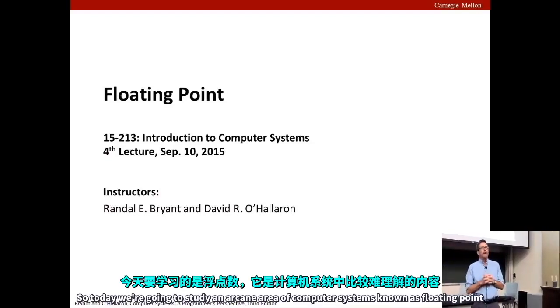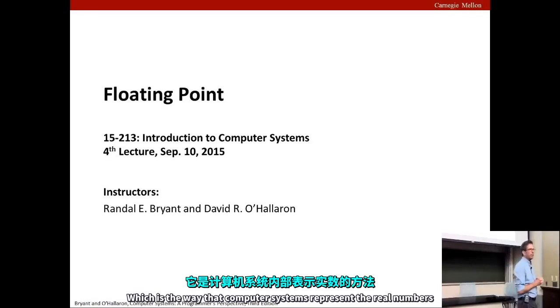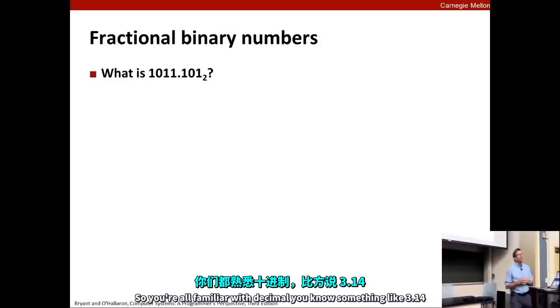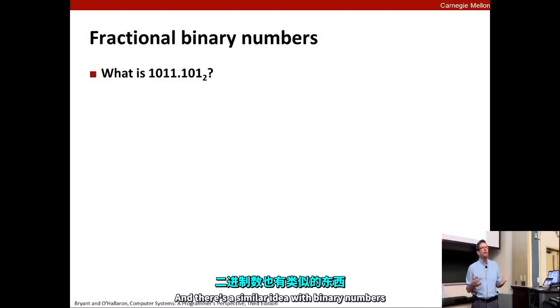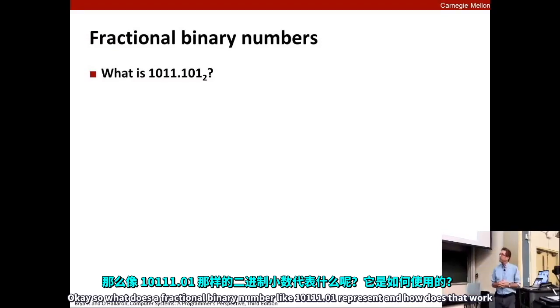So today we're going to study an arcane area of computer systems known as floating point, which is the way that computer systems represent the real numbers. You're all familiar with decimals, something like 3.14. There's a similar idea with binary numbers. So what does a fractional binary number like 1011.101 represent, and how does that work?